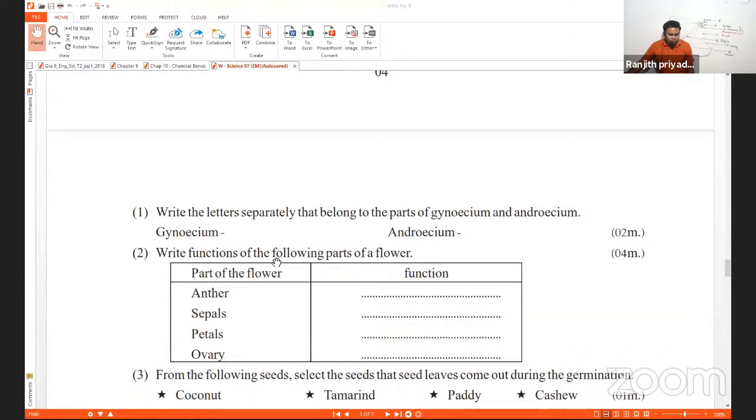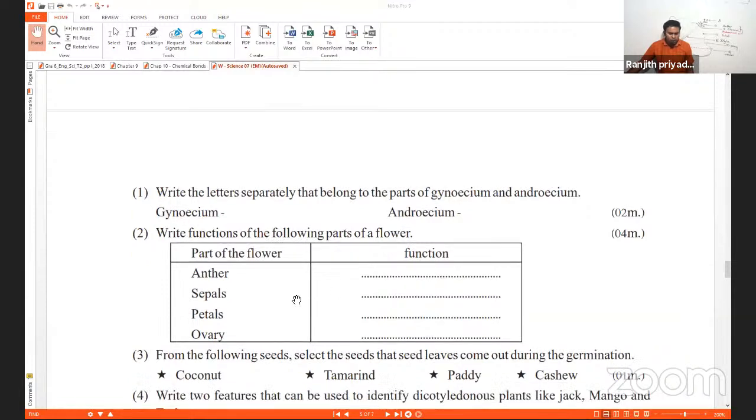Write the functions of the following parts of the flower. Anther. What's the function of the anther? Production of pollen. Very good. To produce pollen grains, for the production of pollen grains.